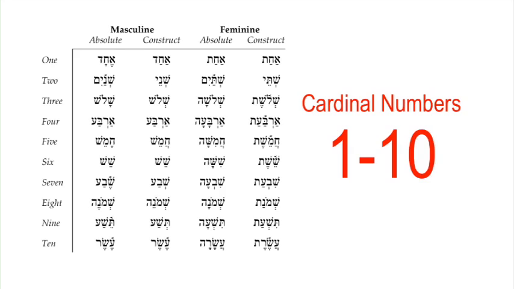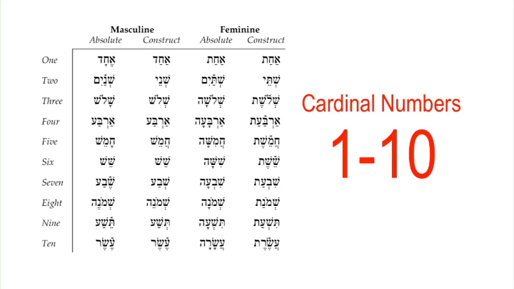We're going to begin by looking at the masculine absolute column, the first column on the left. This is the column that you want to memorize. These are the lexical forms of the numbers. Let's say these numbers together. You follow along as I read. Echad, Shnayim, Shalosh, Arba, Chamesh, Shesh, Sheva, Shemoneh, Tesha, Eser. Those are numbers 1 through 10 in Hebrew in the masculine absolute.